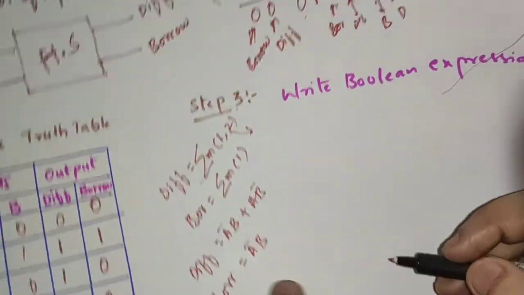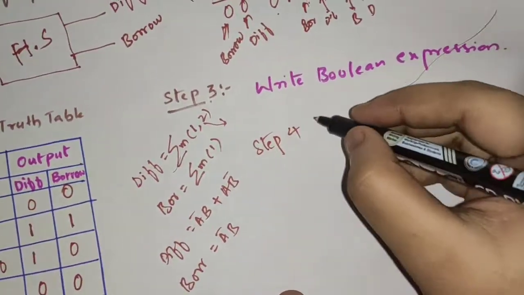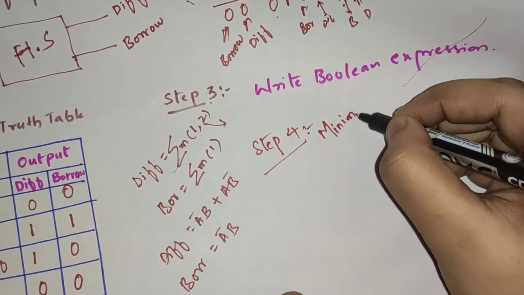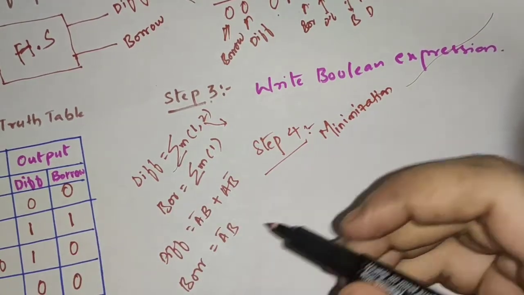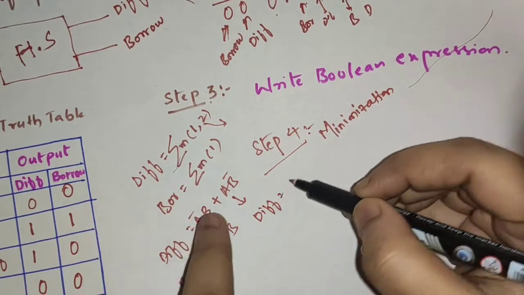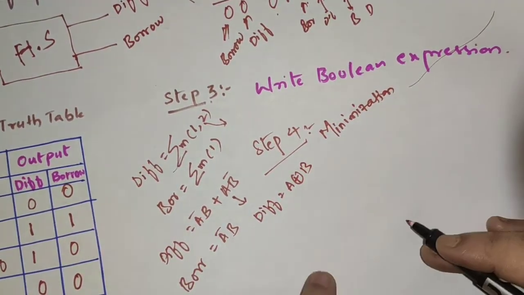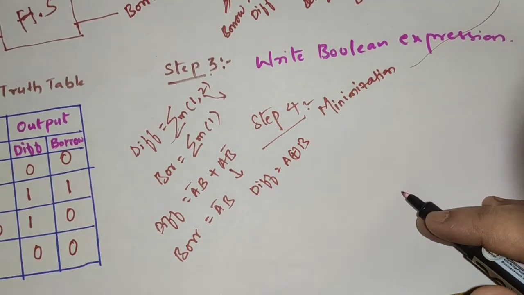So step 4 is minimization. We got the expressions for difference and borrow. In minimization there is only one way: A bar B plus A B bar can be written as A XOR B. That's it. There is no further minimization required. Further minimization is not possible.